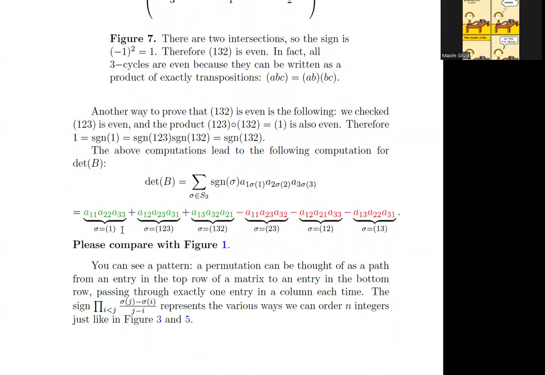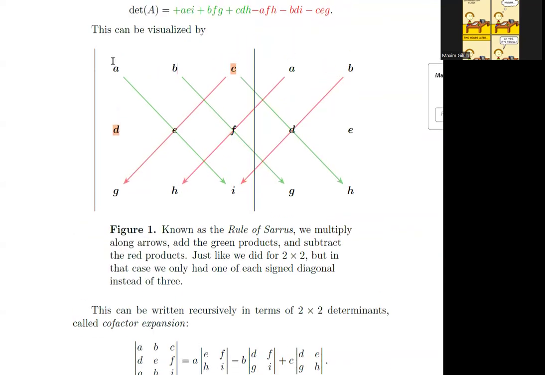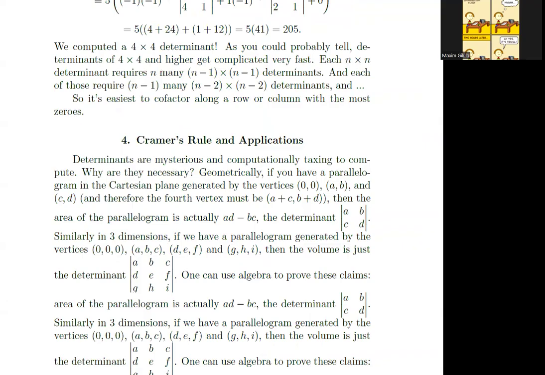The determinant is, we have the identity permutation, which is B11, B22, B33. We have the permutation (1 2 3), and we have the permutation (1 3 2). And you should compare this with figure 1, which was this Sarrus rule up here. So we have the identity. We had this starting at B going left to right corresponding to (1 2 3), and starting at C going left to right corresponding to (1 3 2).